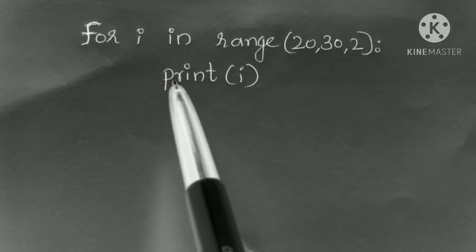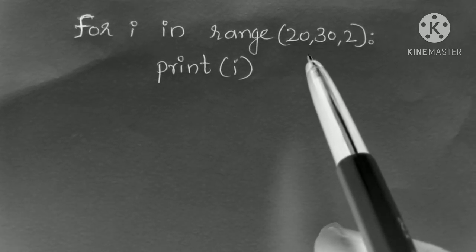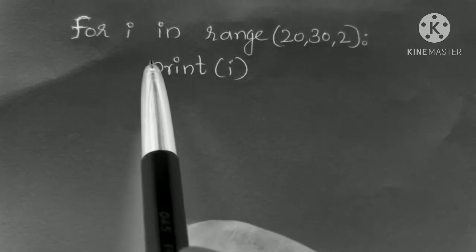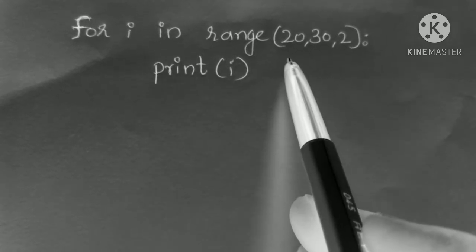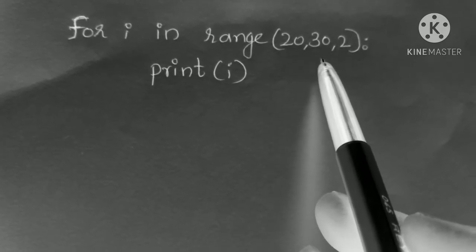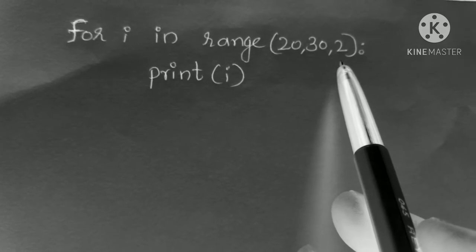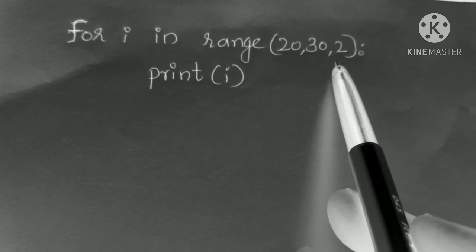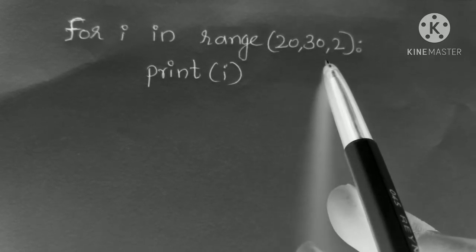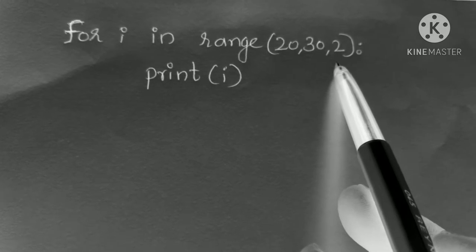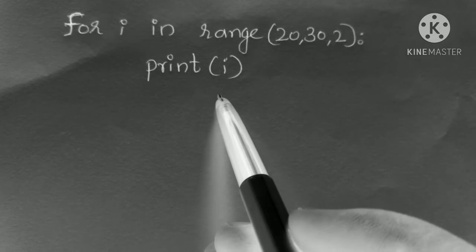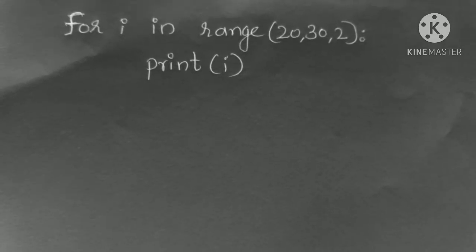See the for loop: for I in range(20, 32), then print I. So here the value of I is initially 20. Then the loop will execute till 30, and each step the value of I is incremented by 2. So the starting value is 20, the stopping value is 30 and the stepping value is 2. Then on each iteration it will print the value of I. So let us check how the loop will execute.